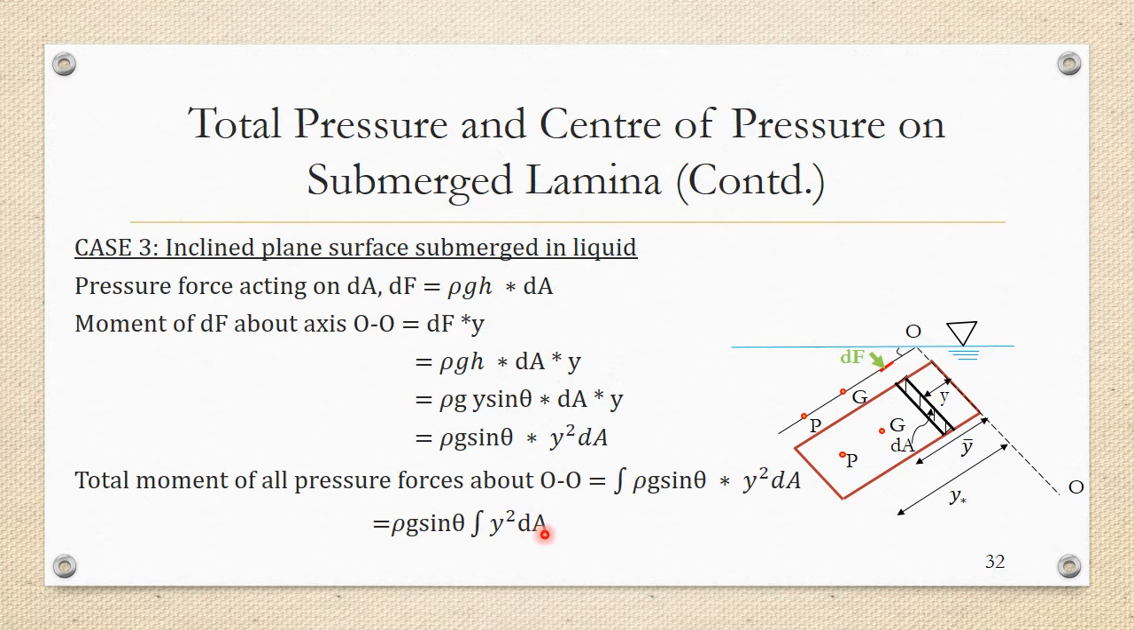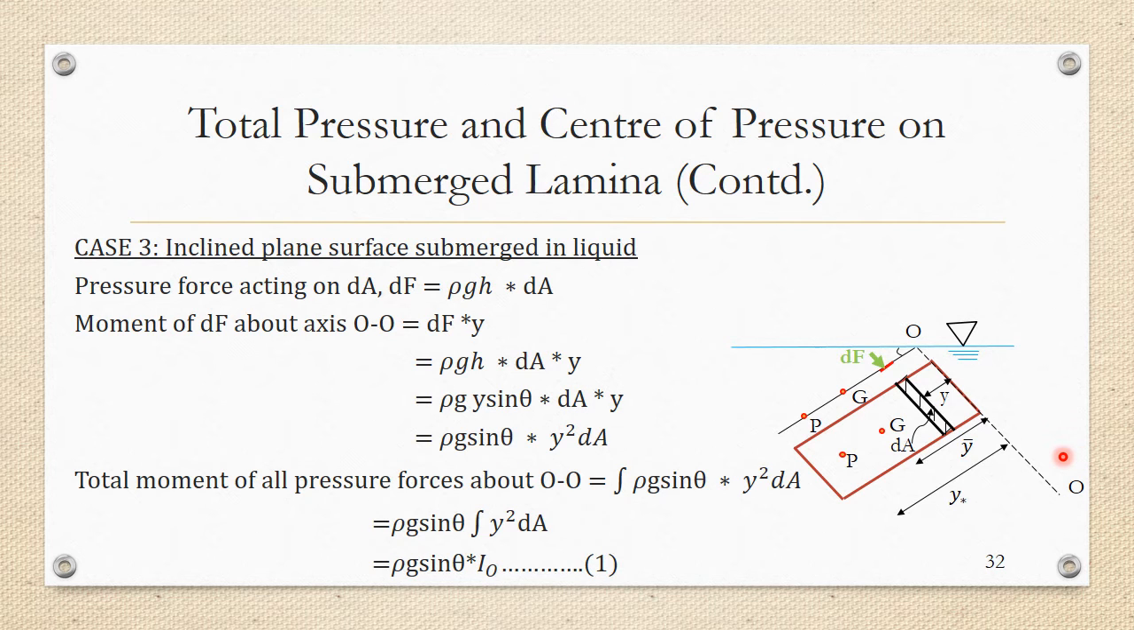Integral y squared dA is nothing but the moment of inertia about the axis about which we are taking the moment, which is the OO axis. So the total moment of all the small pressure forces about OO can be obtained as rho g sine theta into IO. And this is equation number 1. Now I'm following the same procedure that I followed for a vertically submerged surface inside a fluid. Instead of h squared dA, I'm just having y squared dA. And instead of taking moment about the free surface, I'm actually taking it about the OO axis. And so rho g sine theta into IO is the moment of the small pressure forces about the OO axis.